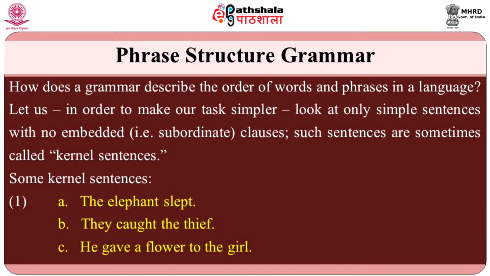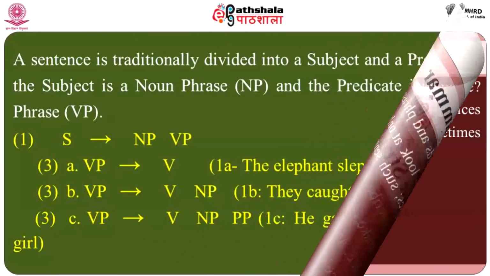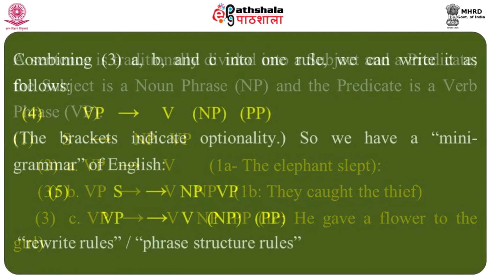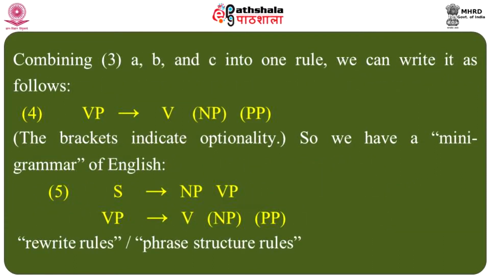Now, combining the three sentences into one rule, we can write the rule as follows. VP rewrites as V followed by an optional NP followed by an optional PP. So the brackets indicate optionality. So we have a mini grammar of English. It has two rules. Rewrite S as NP VP, rewrite VP as V, followed by an optional NP, followed by an optional PP.